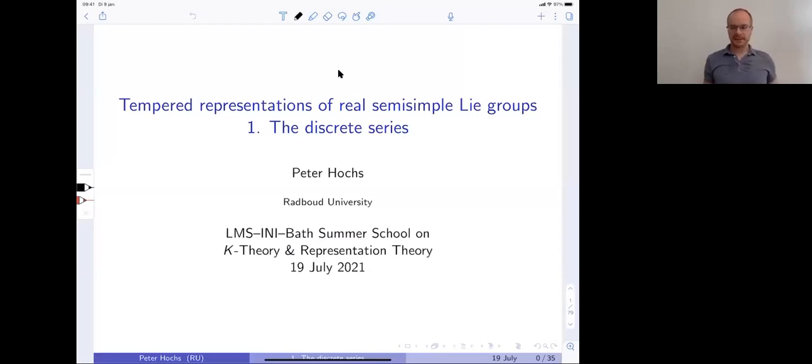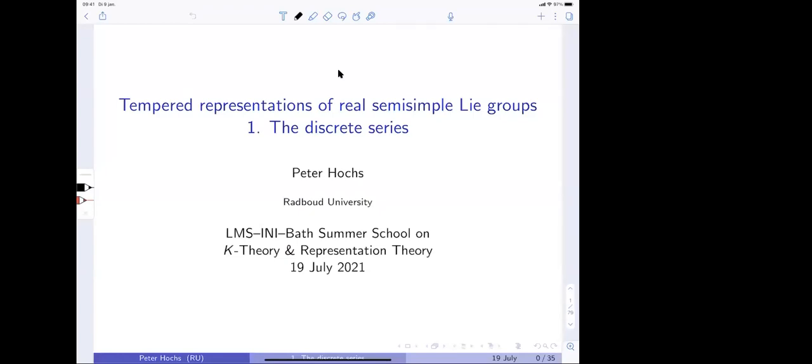Yes, so these three lectures are a very quick overview of a part of representation theory of real semi-simple Lie groups, namely the tempered representations. I'll go into what they are and why you would want to look at them. And then we'll make a start on classifying them.